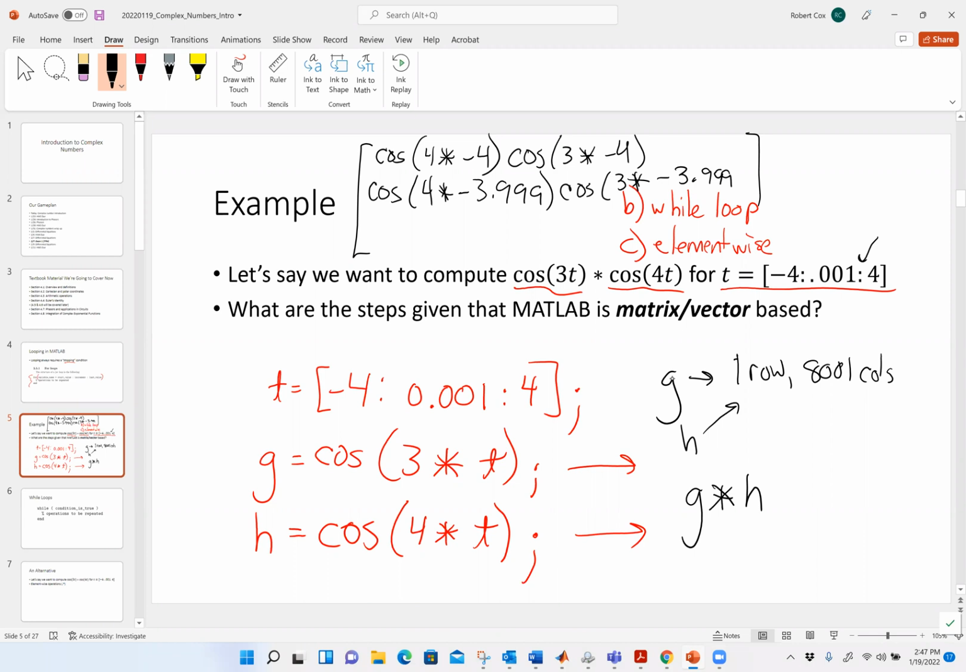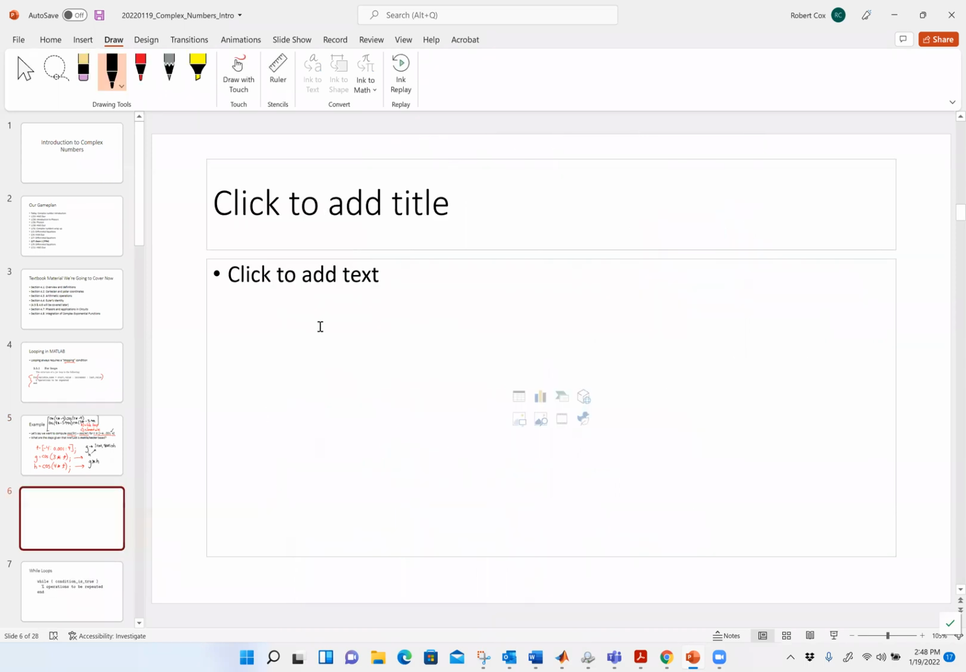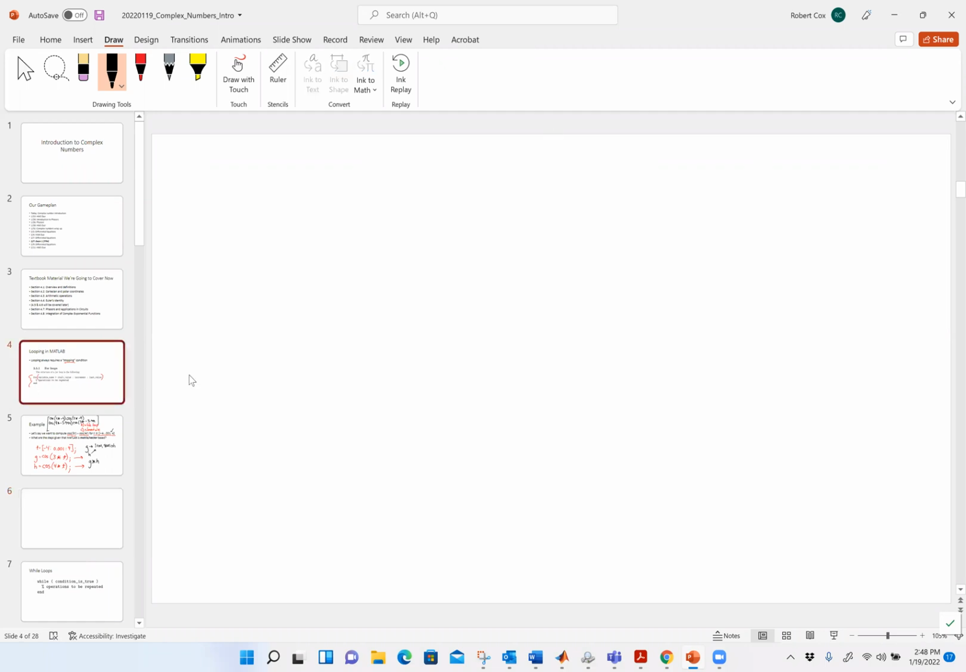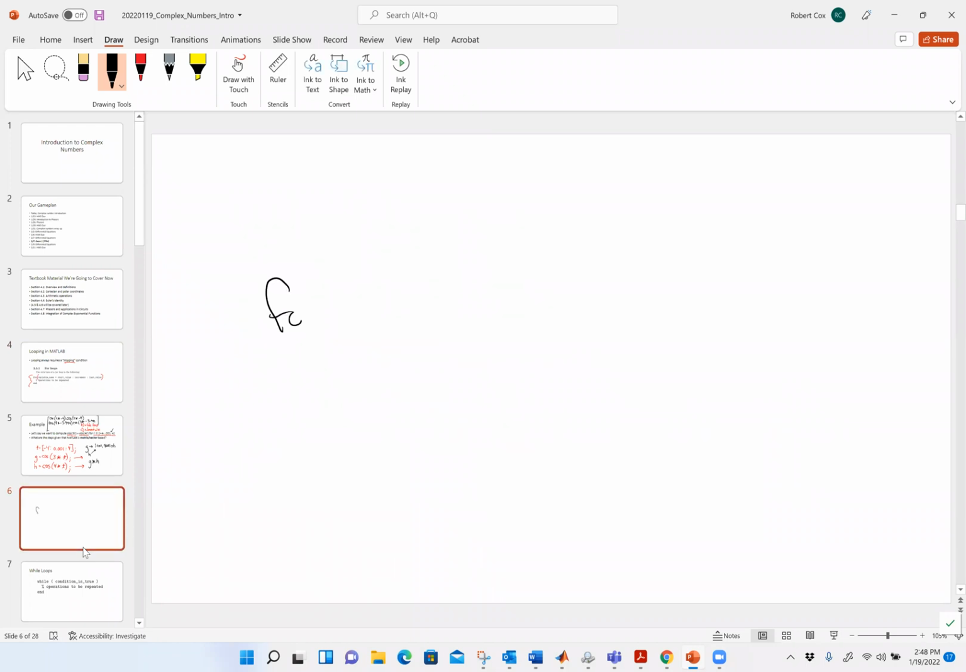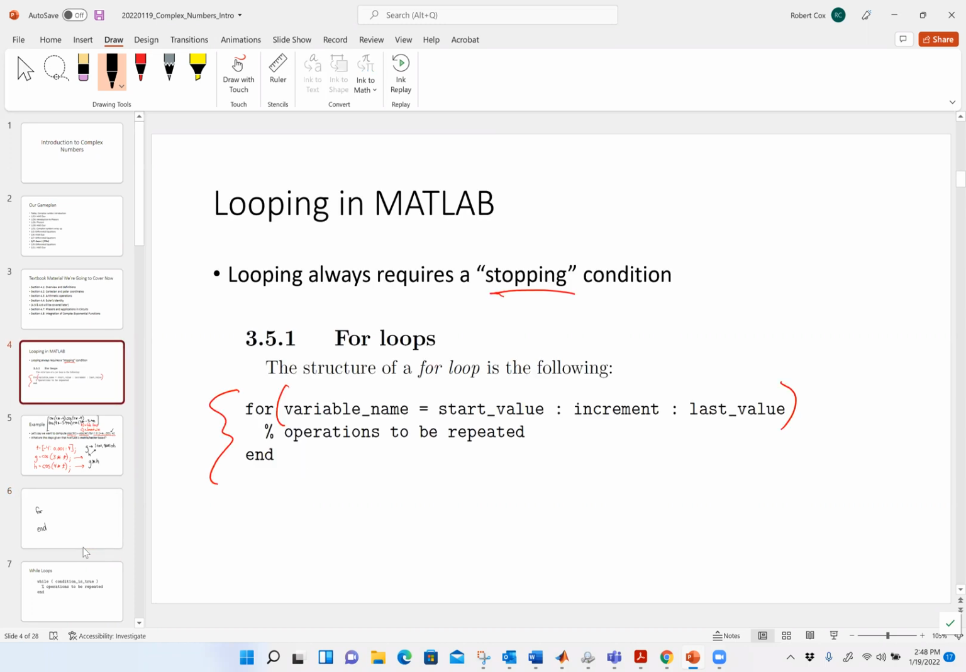Well, one way to do it is to do loops. I could basically go through each element in G and each element in H and do the multiplication like that. So how would I set that up? How would I use a loop to do that? Let's look at the way the for loop was set up. I'm going to need a for loop, so let's say I've got for and end, looking at the syntax of the for loop in MATLAB.